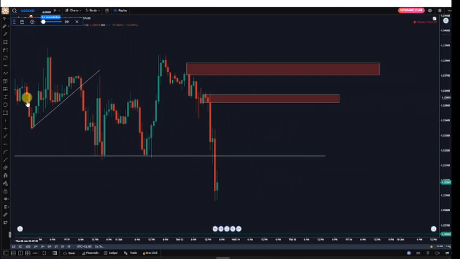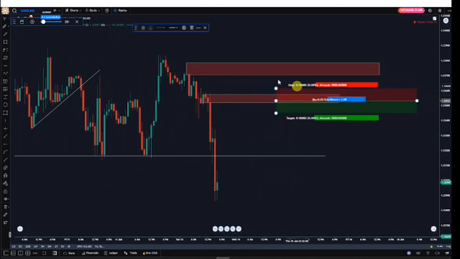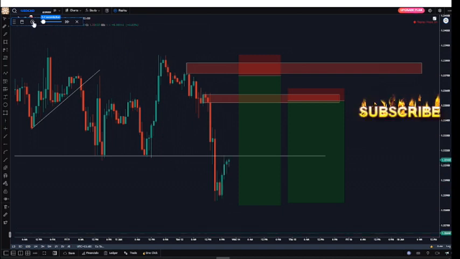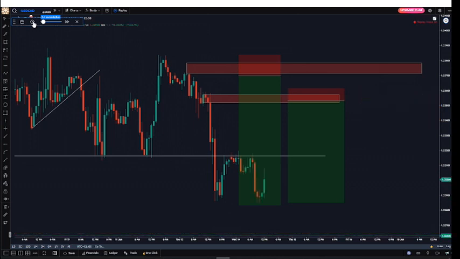I can set my pending orders. One is here, and one is here. One is here. So this is the first pending order. This is the second one. So let me see what happened. First pending order has kicked off.